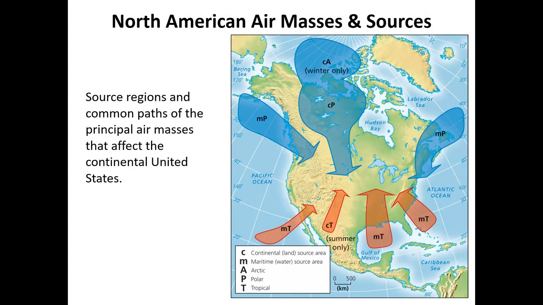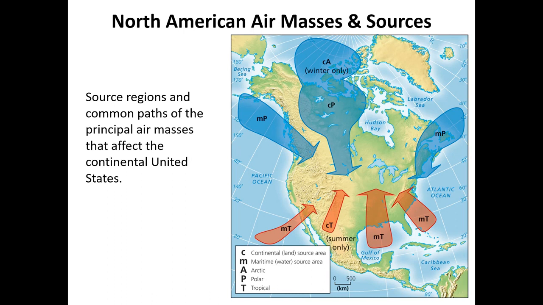So maritime tropical air masses will often form in the Atlantic or the Gulf and move into the northern part of North America. And maritime polar or continental polar air will often come from the Arctic and Canada over the central part of the US. So when you have warm, moist air from the Gulf mixing with cold, drier polar air from Canada, that's where you often have tornadoes and major thunderstorms.